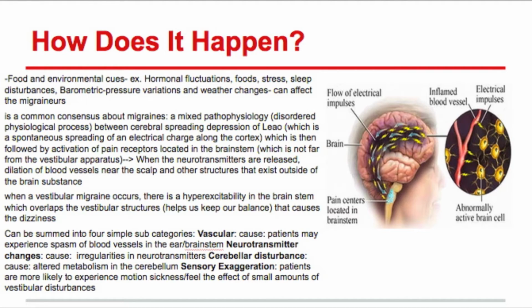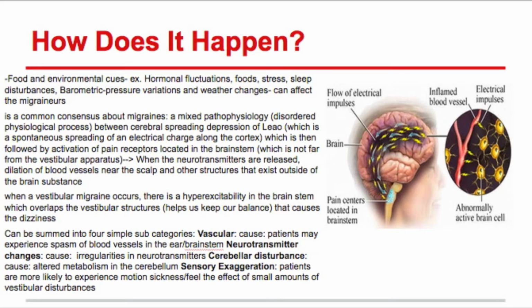So when this happens and when a vestibular migraine occurs thereafter, there's excitability in the brainstem, which overlaps the vestibular structures, which help us keep our balance, that cause the dizziness. The causes of this physiological process can be summed into four simple subcategories.